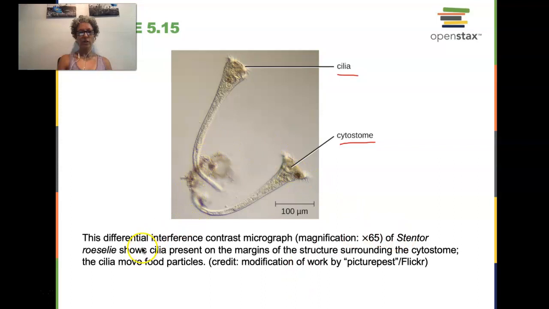This is an interference contrast micrograph. These organisms are fairly transparent, and so a special filter for contrast is used. This organism also has a cytostome, a cell's stomach. This is Stentor roeselii. It has little cilia on its ends that rotate and help to filter food into the cytostome.